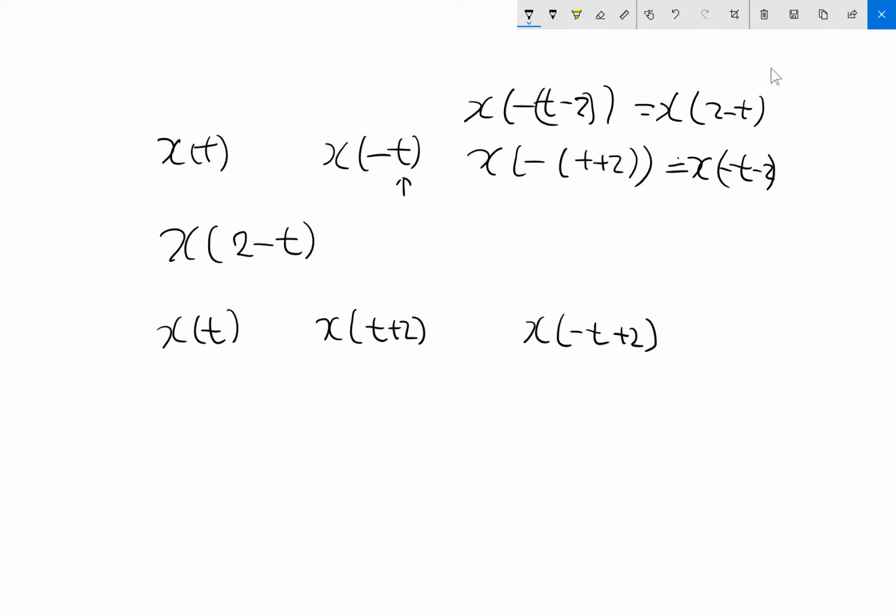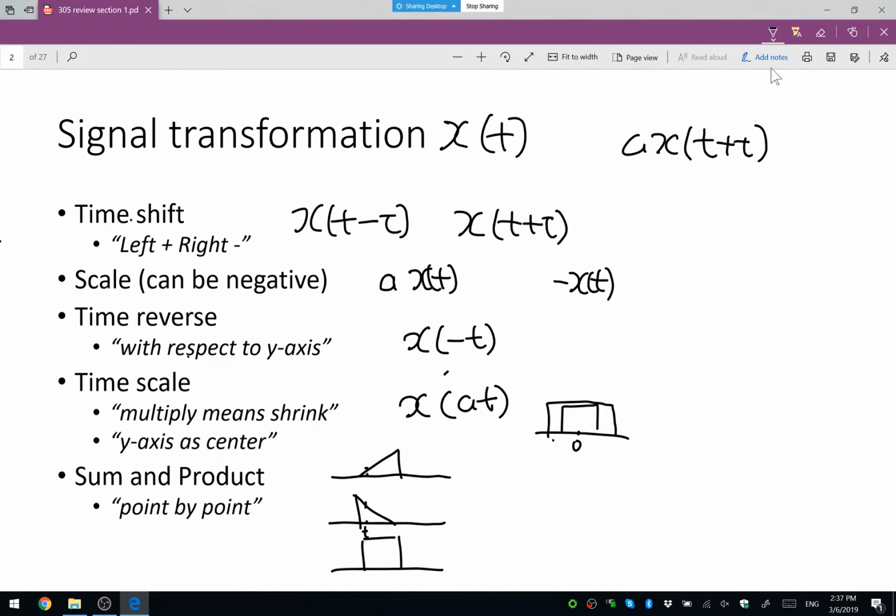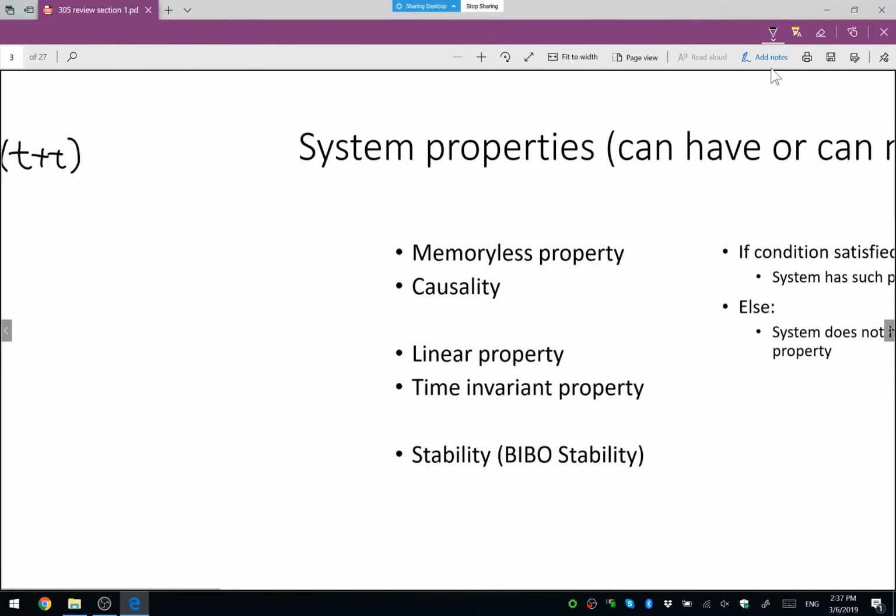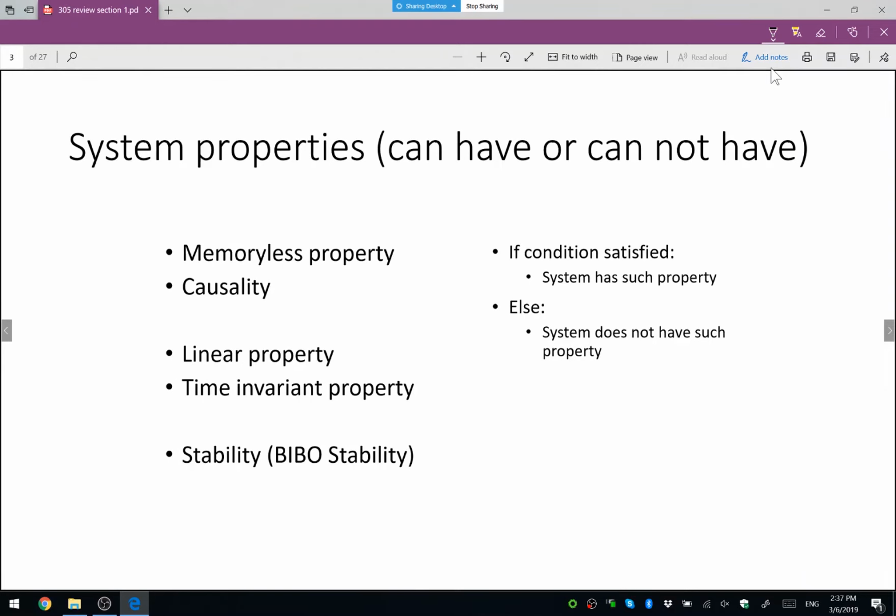Yeah. So then let's come to the real problems we see in quizzes and homeworks. First thing I want to talk about is the system properties. There are 5 properties we care a lot about, and I want to group them into 3 based on how you solve the problem. A system can have a property, or it can happen that a system does not have this property. So the problem often asked is, does the system have such a property?